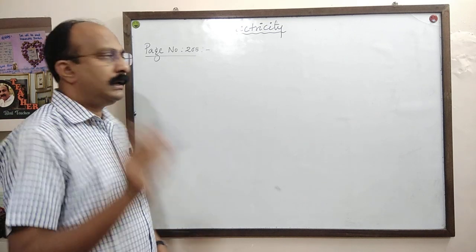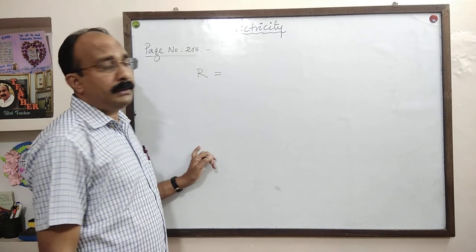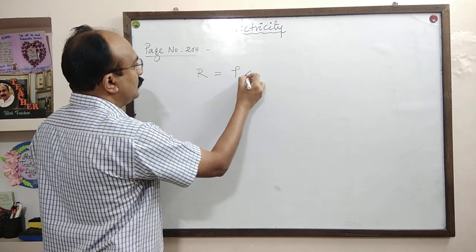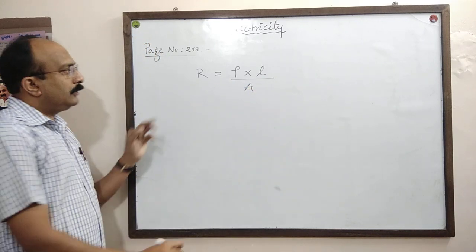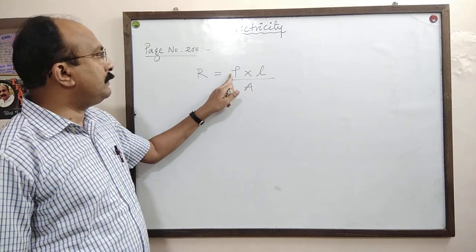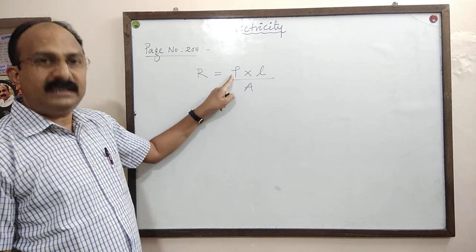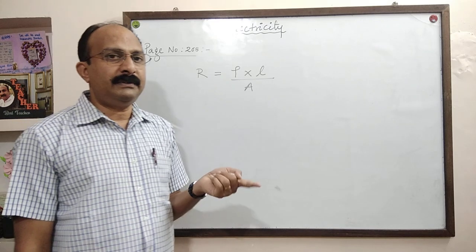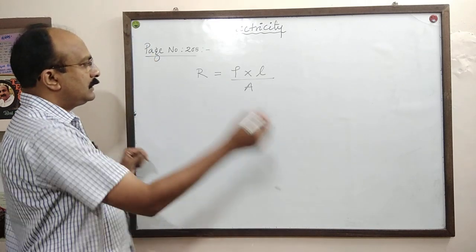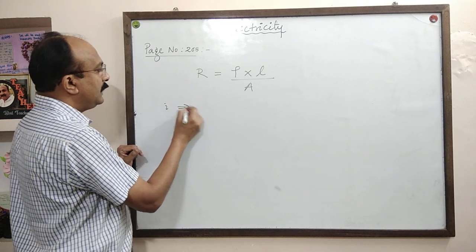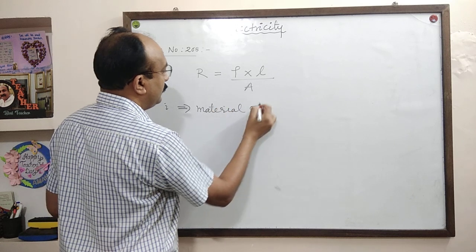Before that, I am going to write the formula for resistance once again. I hope all of you remember. Resistance R is equal to rho into L upon A. So the resistance of a conductor depends upon these 3 factors. What are they? Rho is the resistivity. And what is resistivity? Resistivity of each material is a constant. So the first point is material of the wire.